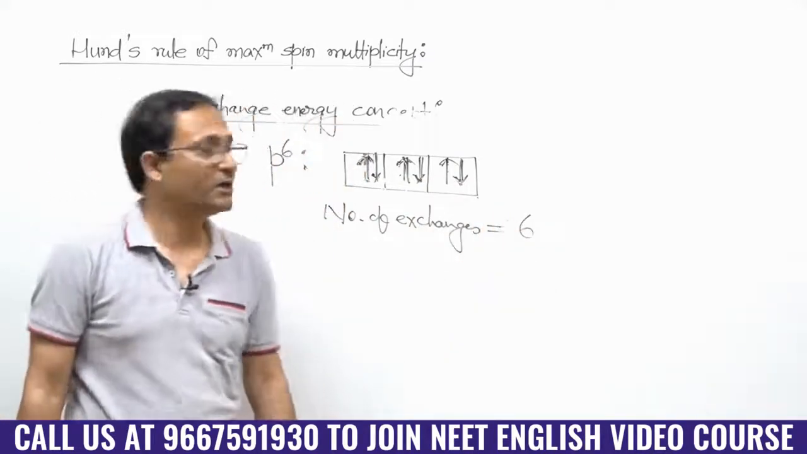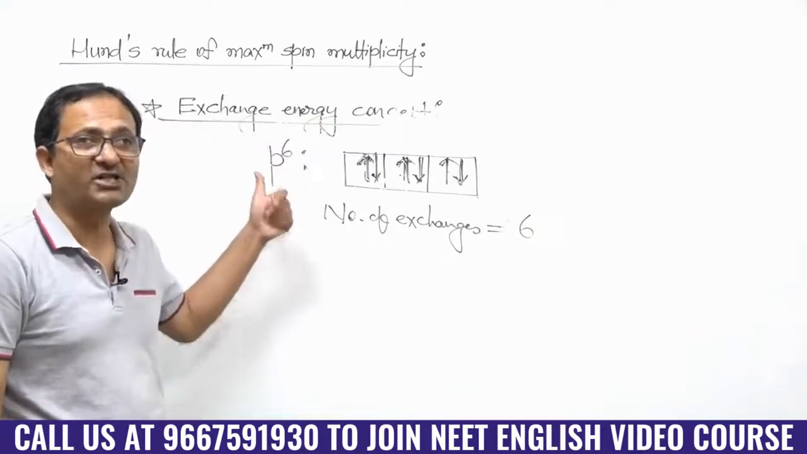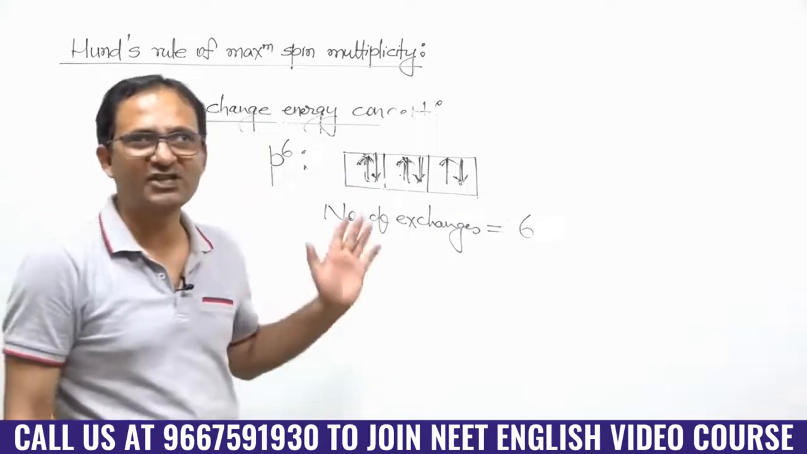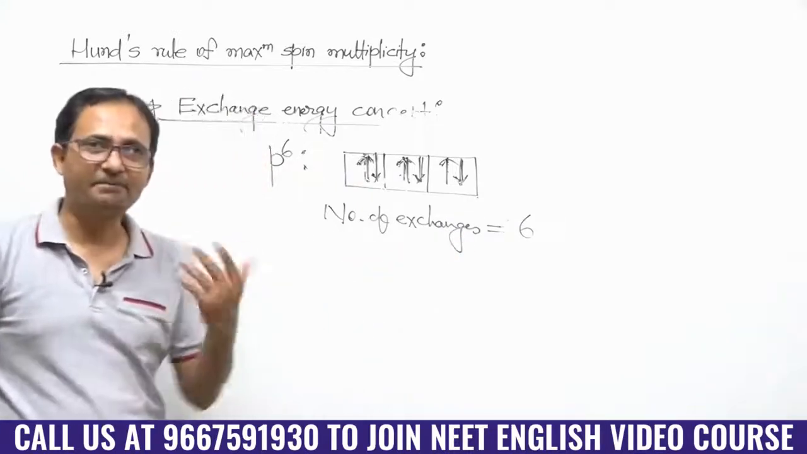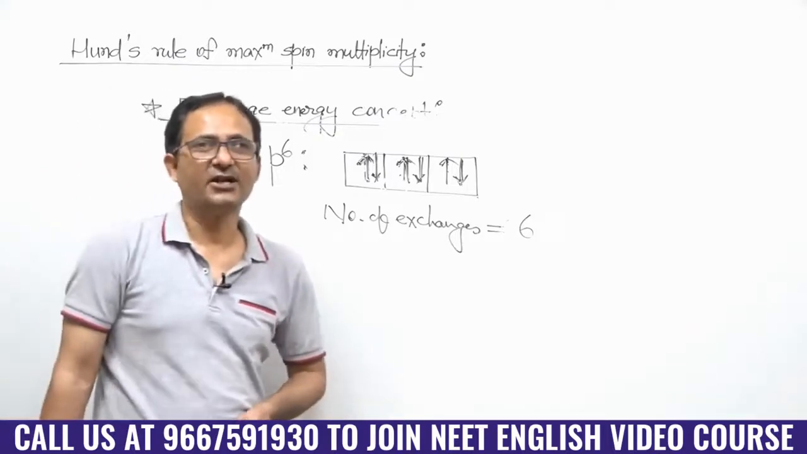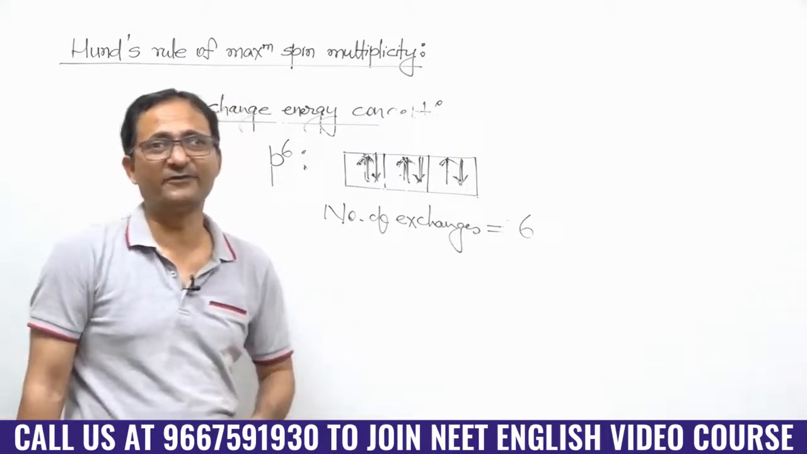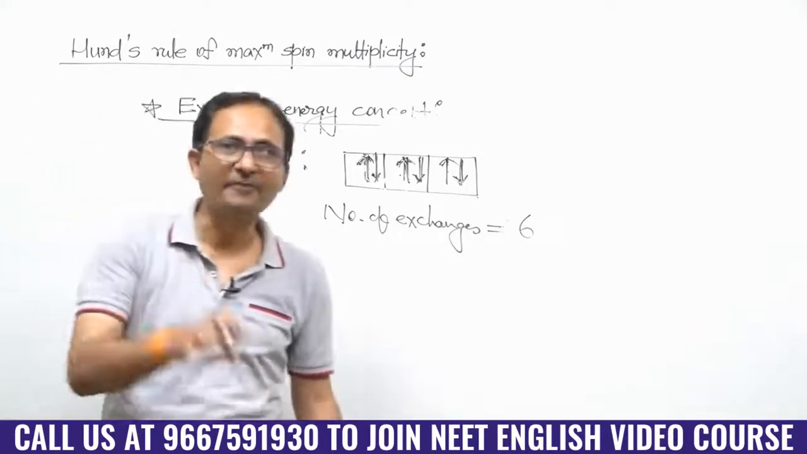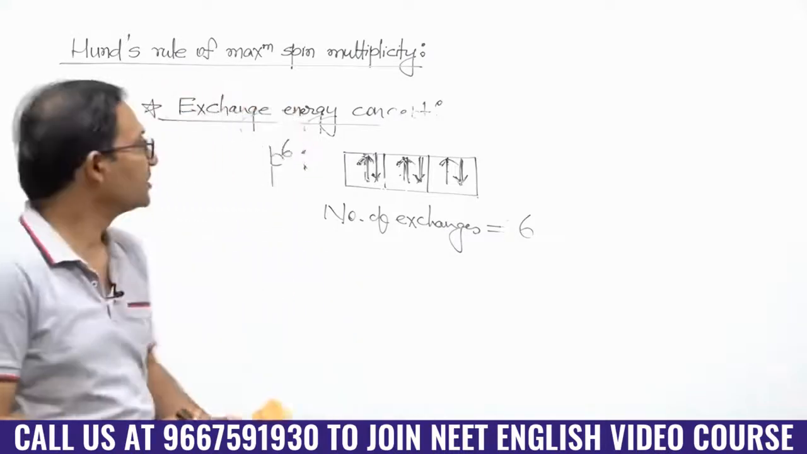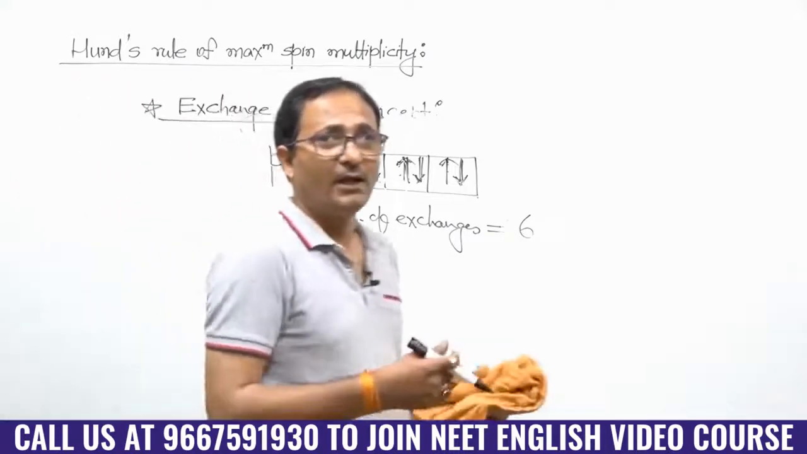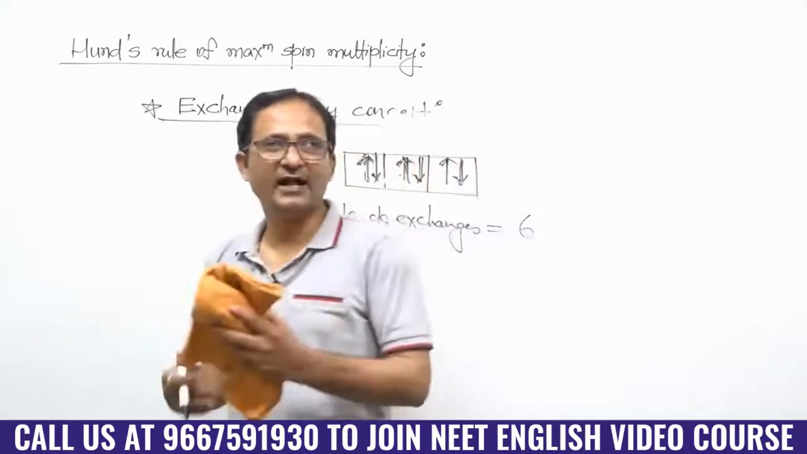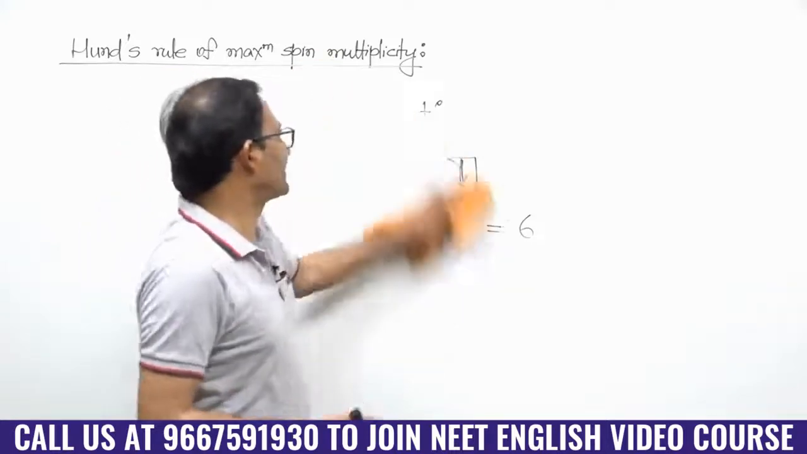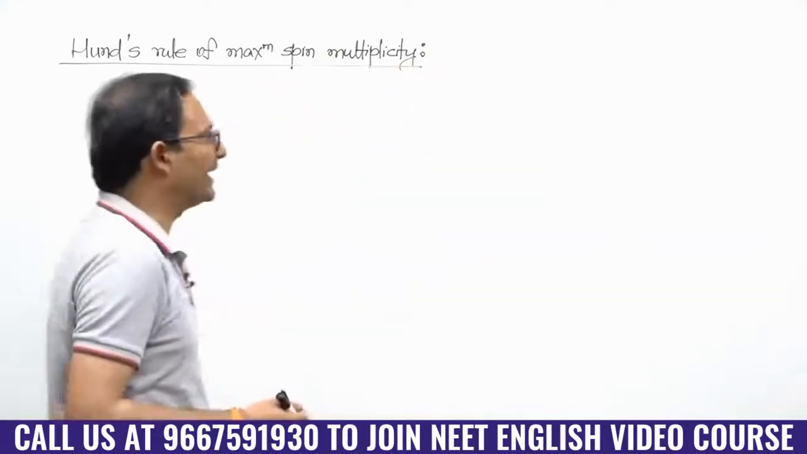Therefore you can conclude P6 will be more stable than P3, because in P6 the number of exchanges is 6, and in P3 the number of exchanges is 3. Therefore it is further proved that a fully filled subshell is more stable than a half filled subshell, right? So I hope you got the concept of exchange energy, right? Now another explanation for Hund's rule is symmetry.